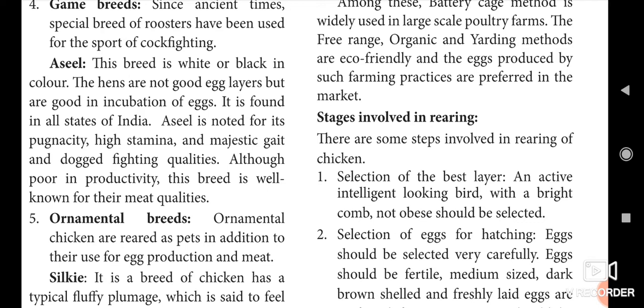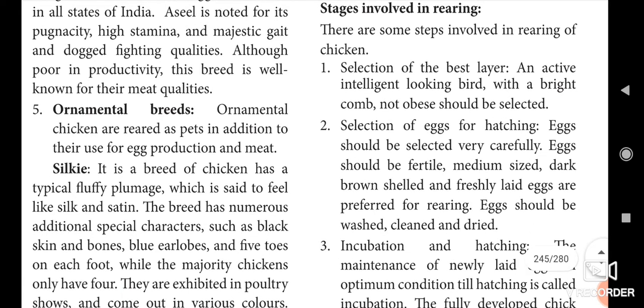We have to select the active and intelligent looking bird with a bright colored comb, not obese. Then second, selection of eggs for hatching. The egg should be selected very carefully. Eggs should be fertile, medium size, dark brown shelled and freshly laid eggs are preferred for rearing. The eggs should be washed, cleaned and dried.